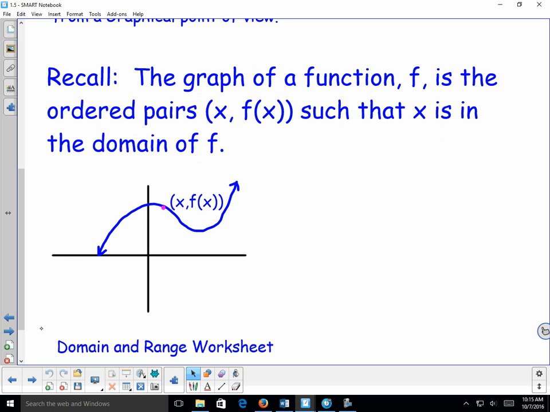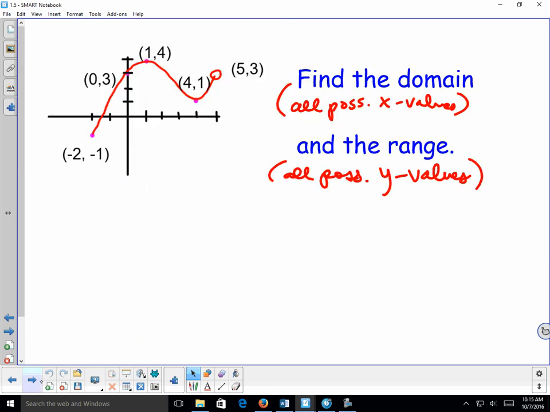Okay, you do have a domain and range worksheet that you were given, so that is going to be part of what we'll talk about next time. All right, so let's talk about the domain here. Maybe this will help with the worksheet.